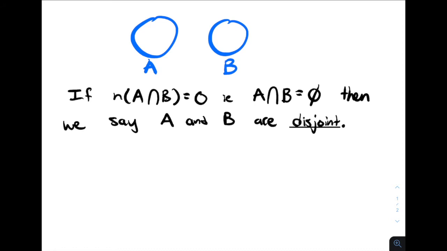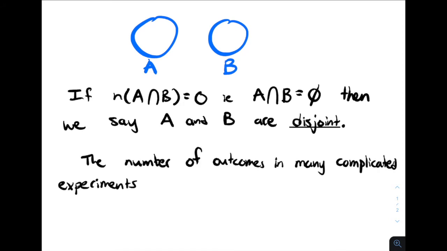The number of outcomes of many complicated experiments can be counted by classifying parts of the problem as either unions of disjoint sets or as the Cartesian product of sets.